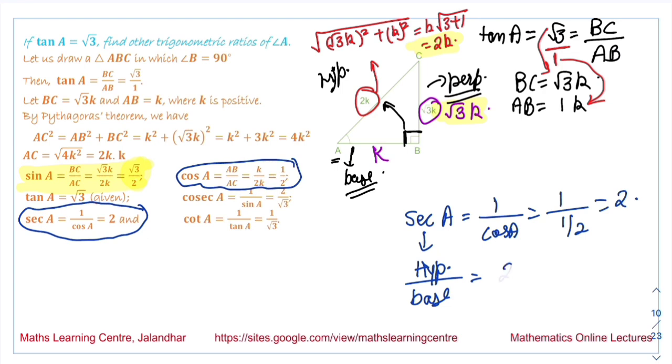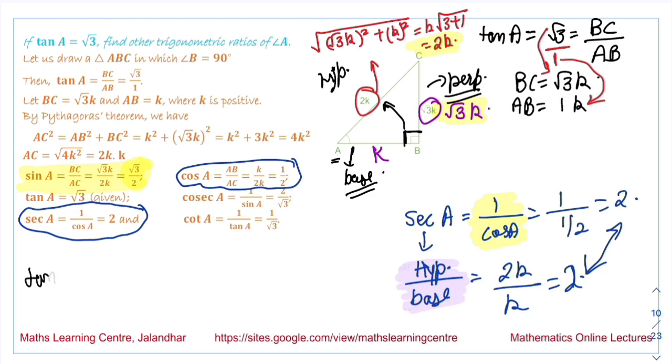So hypotenuse we have is 2k and the base we have is k. So the answer we are getting is 2 over here. Both the answers are the same, so you can use either of these methods. You can directly use the definition that secant is hypotenuse over base, or you can use that secant is 1 over cos.